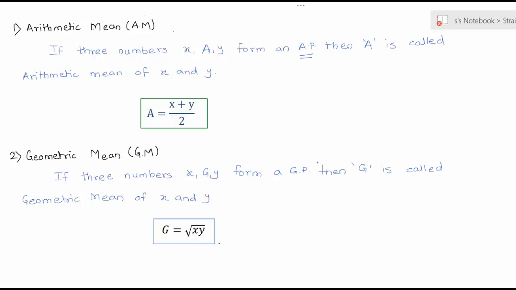Okay students, let us try to understand with quick examples. If three numbers, as we saw, 3, 5, 7, form an AP, then the middle number, this 5, is called the arithmetic mean. Now for geometric mean, if we take 3, 6 and 12, the common ratio is 2, so this is a GP, geometric progression. If three numbers are in GP, then the middle number is called the geometric mean.